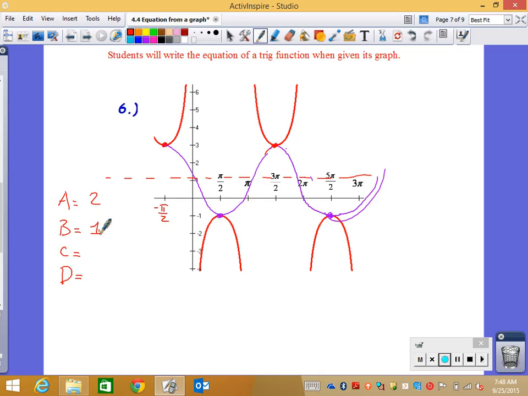What about my d value here? My d value is the distance I moved up or down my horizontal dashed line. Well, I just moved that up 1, so I have a vertical shift of 1. My c value is, well, I picked this as my starting point, correct? How far left or right did I shift that from the y-axis? Shifted it left pi over 2, so it's a negative pi over 2. So let's figure out the equation of my purple curve.